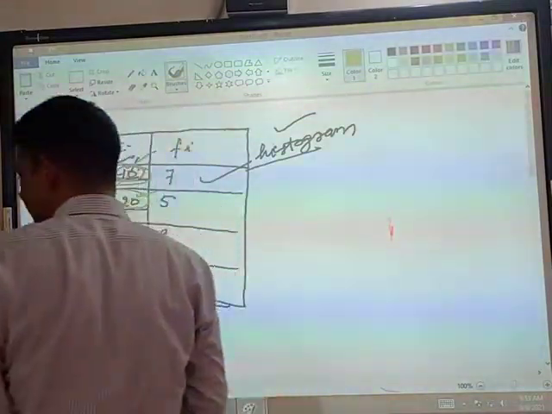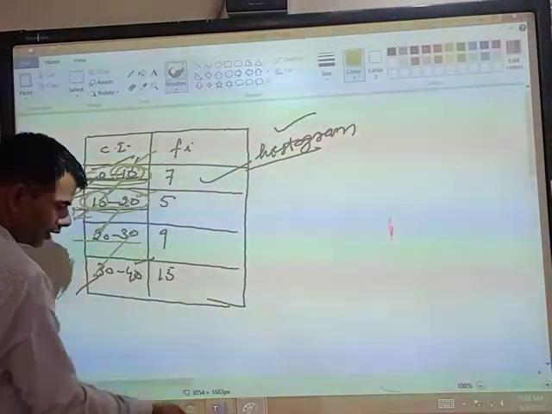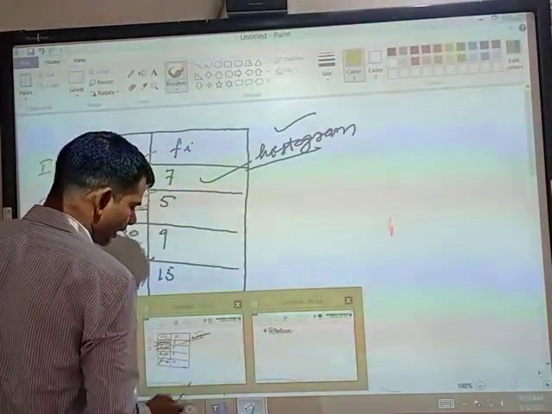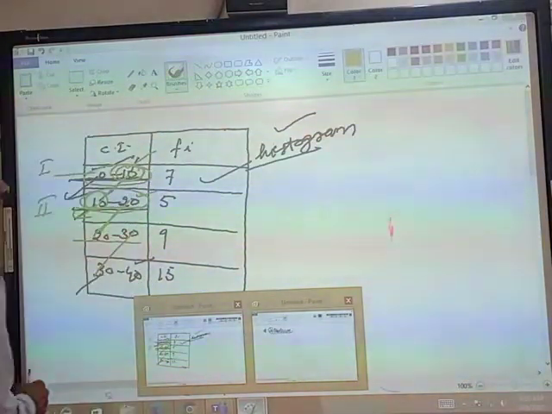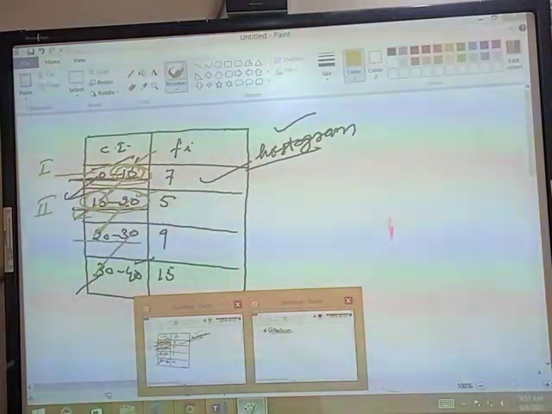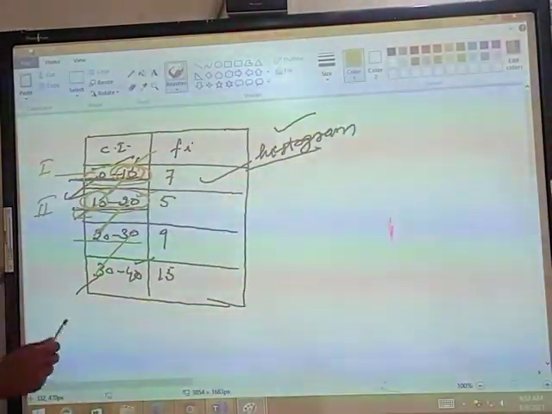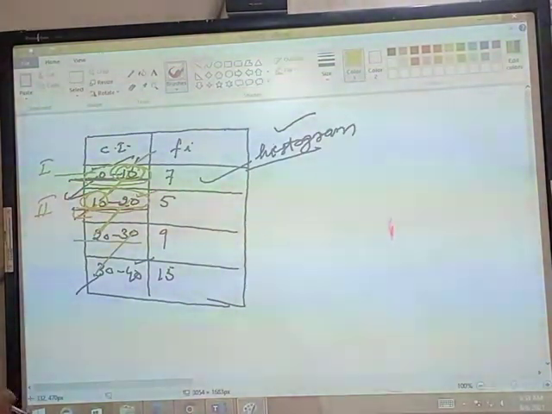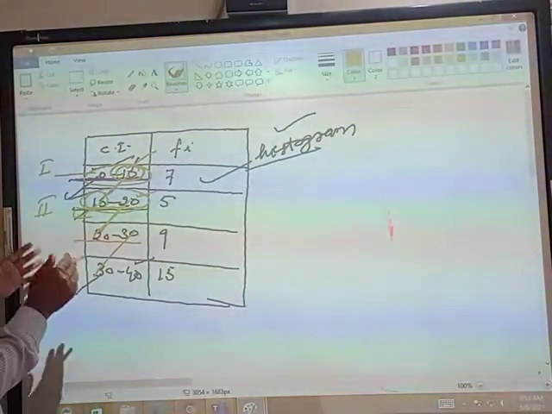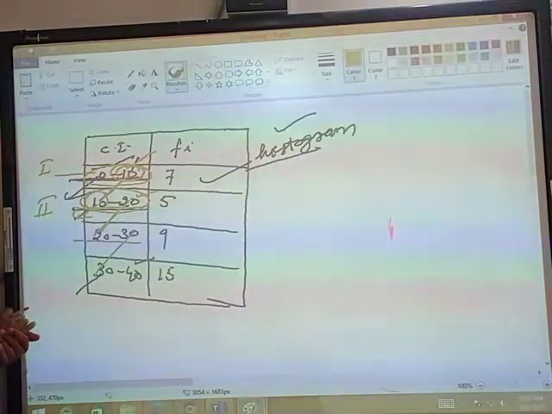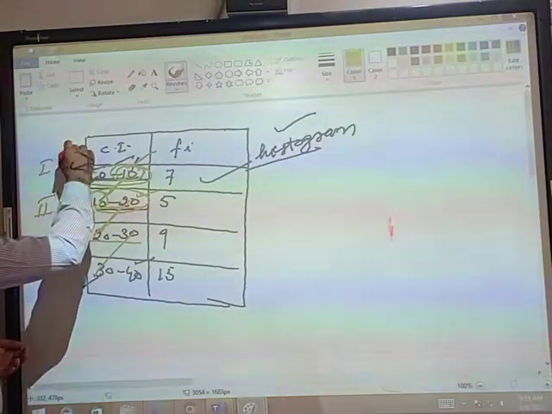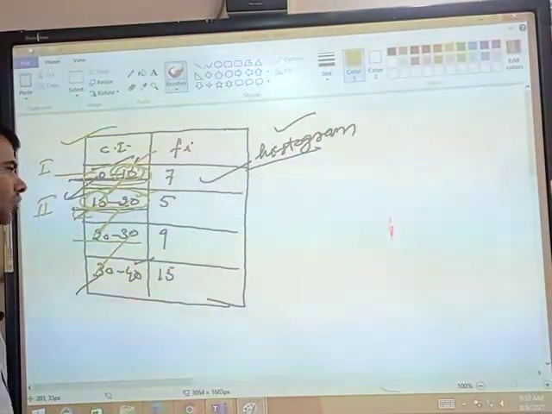But in ninth class, we will study that if the class is not continuous, we can also draw the histogram. But we have to find the adjacent frequency there. But in 8th standard, the histogram is given with a continuous class interval.